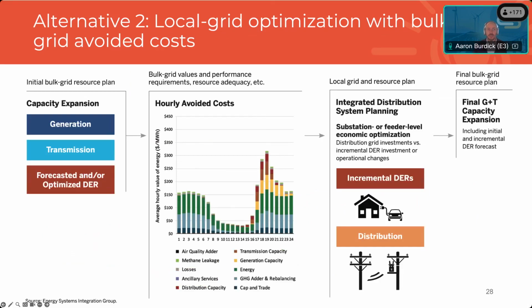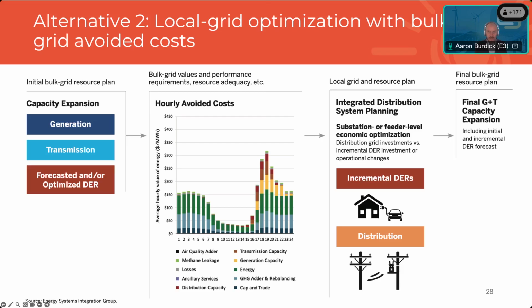The second alternative kind of rearranges the question. So instead of trying to take the single system optimization and put a whole lot of individual local circuit optimizations into that process, it takes the results of the bulk grid co-optimization, it creates a set of hourly bulk grid avoided costs, and then it takes that information into many different local grid optimizations.